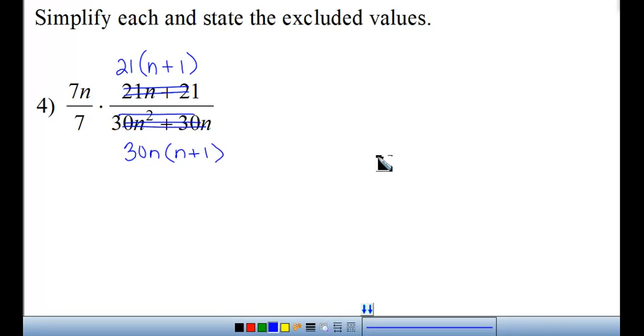Now that everything's factored, let's look for our excluded values. Remember, I don't need to worry about this first denominator because there isn't a variable in it. I will have two excluded values. If I take 30n and set it not equal to 0, then my first excluded value is 0. n plus 1 not equal to 0. My second excluded value is negative 1.